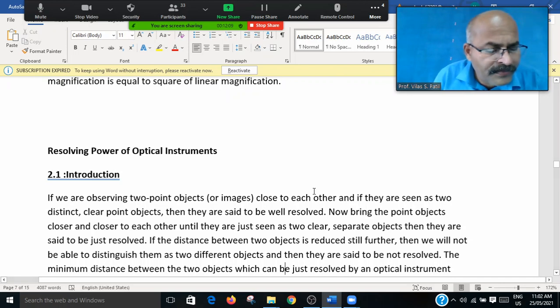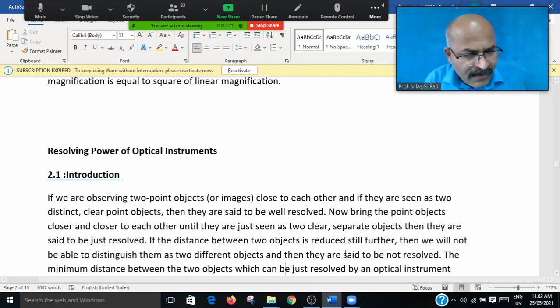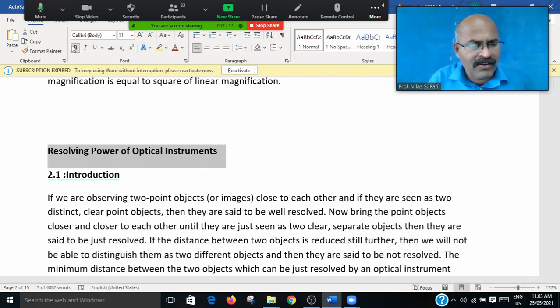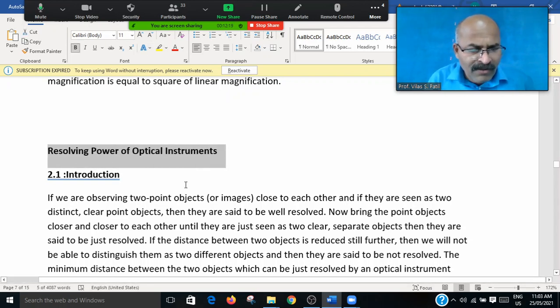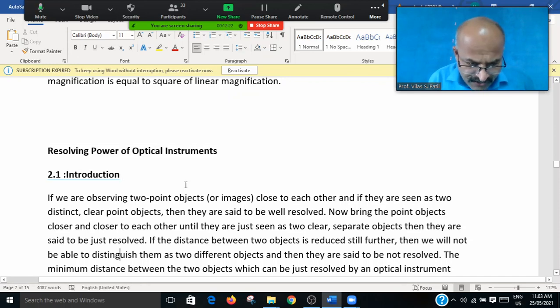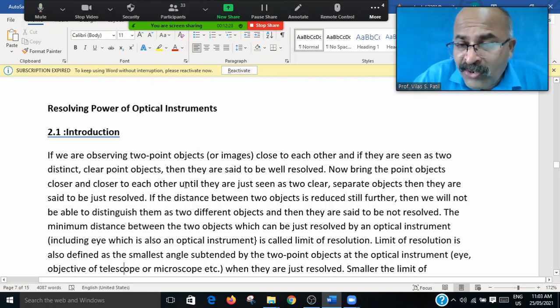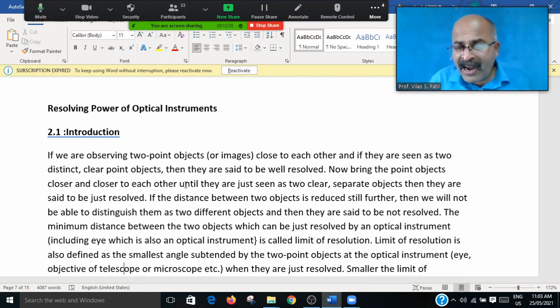Okay, see here. Resolving power. The next topic, friends, is the resolving power of an optical instrument. What is the resolving power of an optical instrument, and what is its science, to calculate the difference between magnification and resolving power.